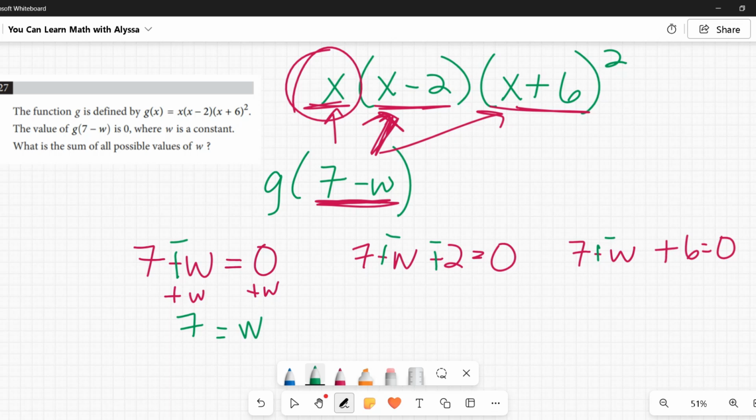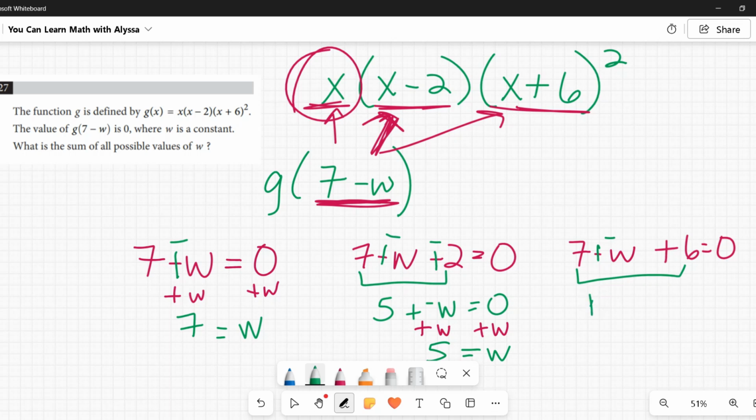The next one, I can combine 7 and negative 2. 7 and negative 2 is 5. So 5 plus a negative w equals 0. Same thing here. I'm going to add w to both sides, and I get that 5 equals w. And then this one, I have 7 plus a negative w plus 6, so I'm going to combine 7 and 6, and 7 plus 6 is 13, plus a negative w equals 0. I'm going to add a w to both sides, and I get that 13 is equal to w.